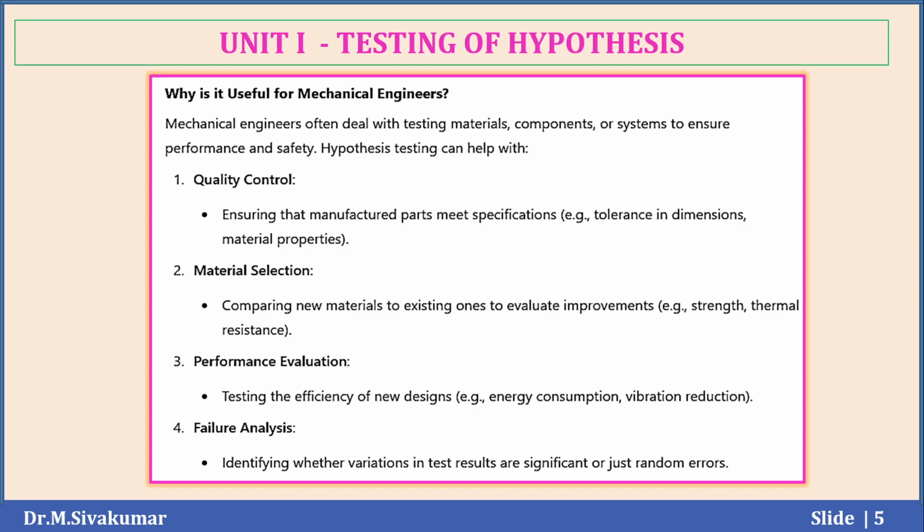What is quality control? Ensuring that manufactured parts meet specifications, for example tolerance in dimensions, material properties, etc. The second advantage is material selection: comparing new materials to existing ones to evaluate improvements. The example for this is strength, thermal resistance, and so on. Finally, performance evaluation: testing the efficiency of new designs, for example evaluating energy consumption and vibration reduction. And hypothesis testing is useful for failure analysis in identifying whether the variation in test results is significant or just random error.